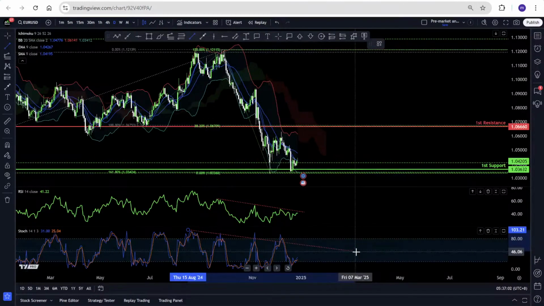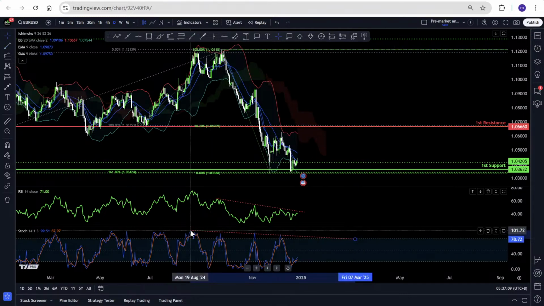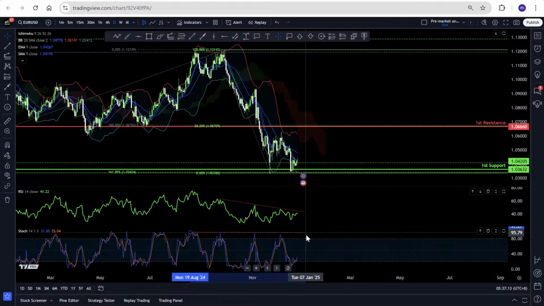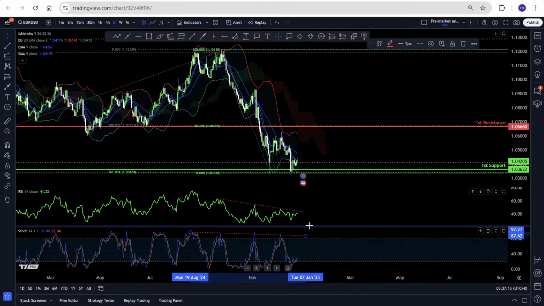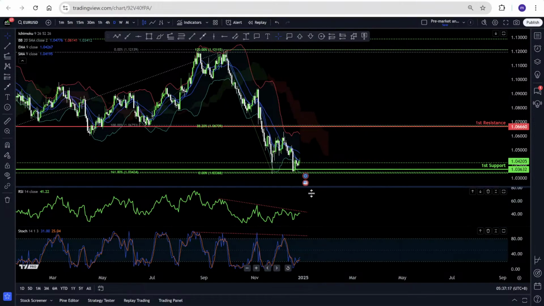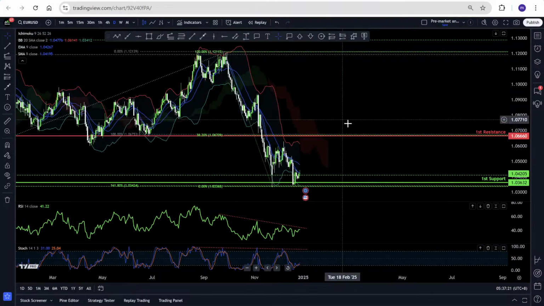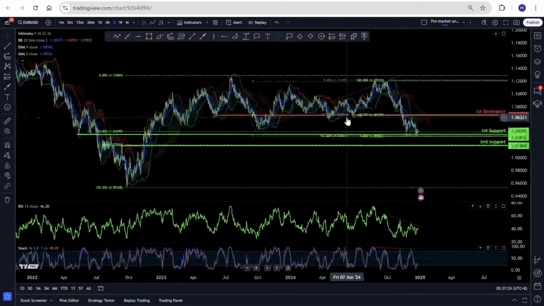I think, yeah, I think stochastic might be moving a bit in this descending trend line as well. Yes, slightly. Okay, so they are both giving us bearish signals. Okay, so that also supports our analysis.